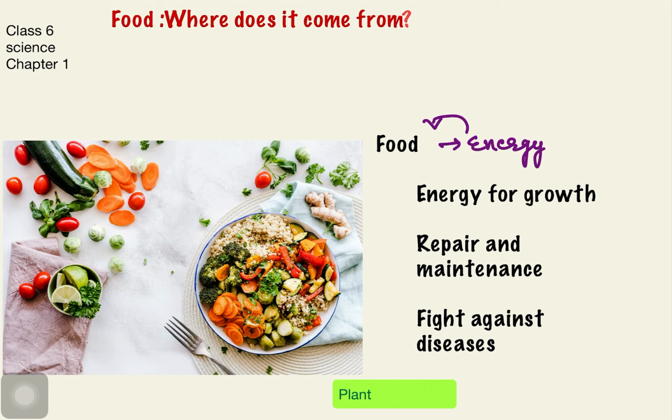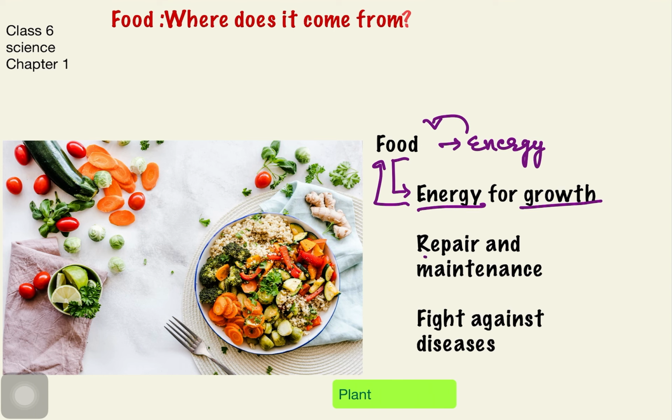So energy we get from the food. Why do we need this energy? For our growth. Growth means every year we increase in our height, and sometimes we put on weight also. So that height and weight we get from the food in the form of energy.